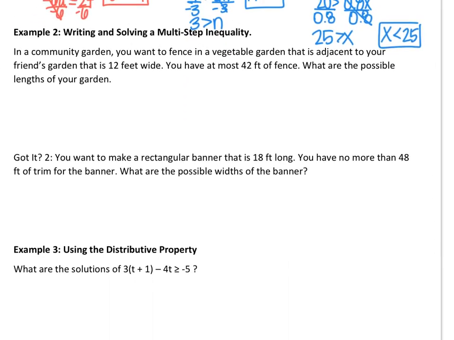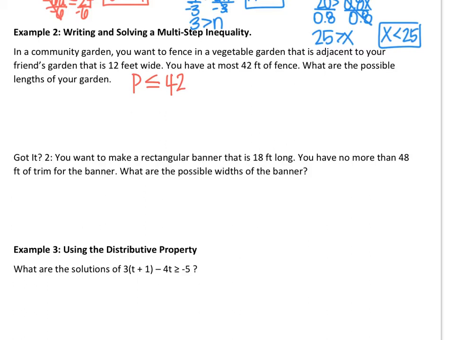Okay, example 2. In a community garden, you want to fence in a vegetable garden that is adjacent to your friend's garden that is 12 feet wide. You have almost 42 feet of fence. What are the possible lengths of your garden? You have 42 feet of fence, which is your perimeter. You cannot use more than 42 feet of fence, so your perimeter has to be less than or equal to 42.